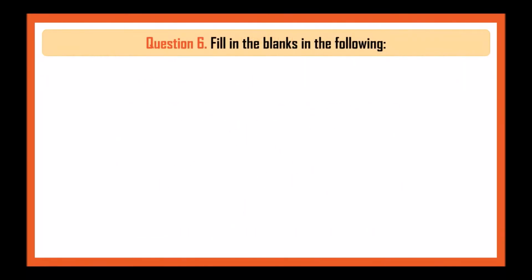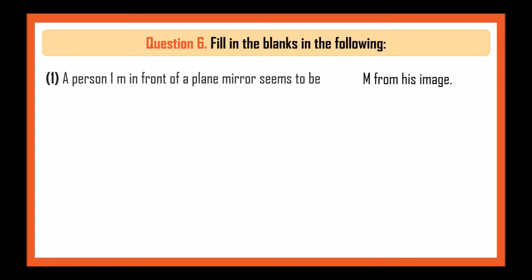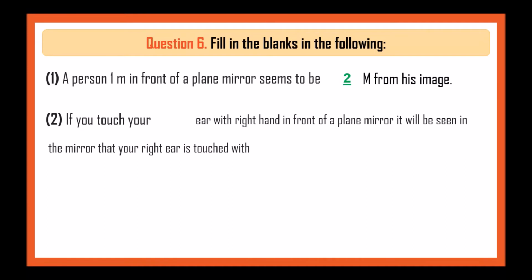Next, fill in the blanks. A person 1 meter in front of a plane mirror seems to be dash meter from his image. 2 meter. If you touch your dash ear with right hand in front of a plane mirror, it will be seen in the mirror that your right ear is touched with. Left and left hand.